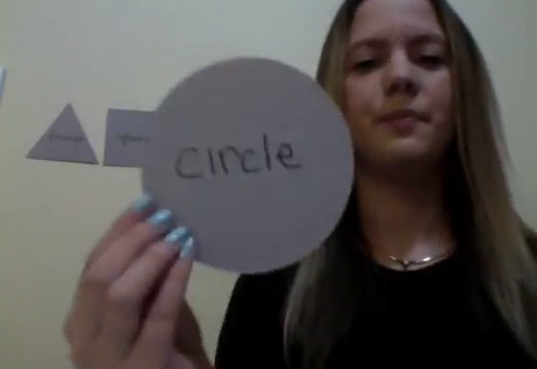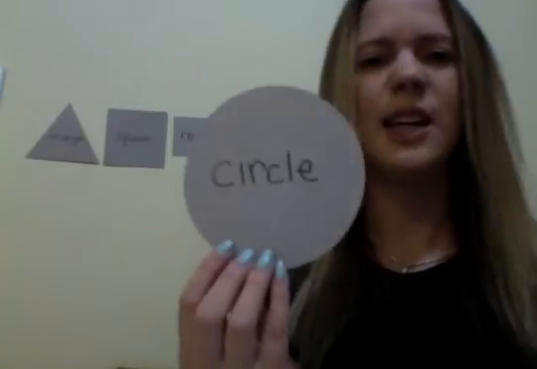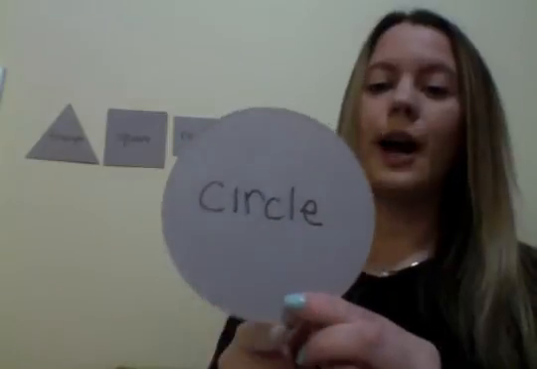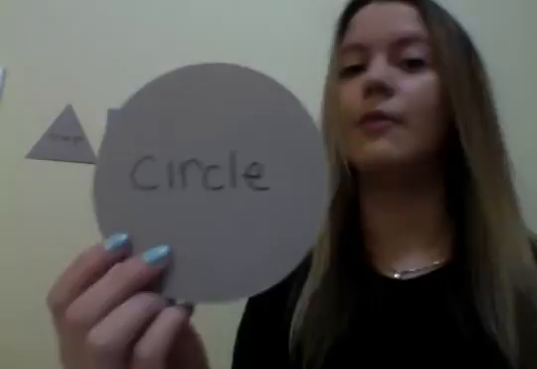Now I have another shape. What shape is this? This is a circle. How many sides does a circle have? I don't see any sides. A circle does not have any sides. It is fully round. It just keeps going around and around, and it has no sides. So a circle does not have any sides, and it does not have any corners.